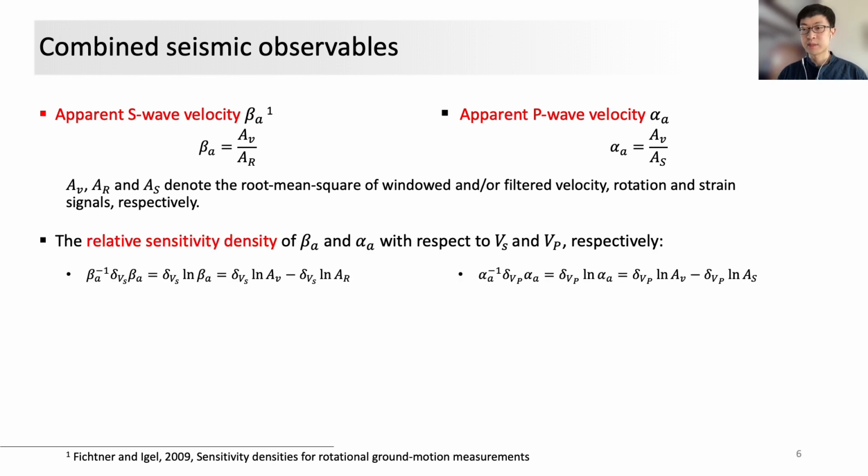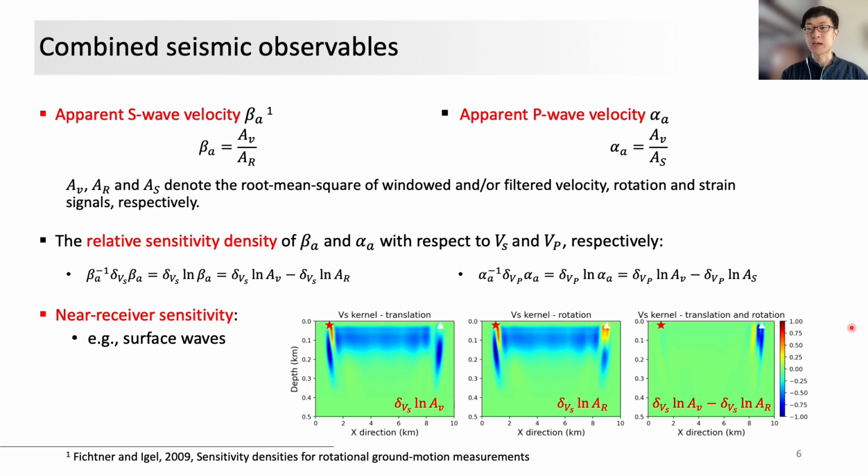The relative sensitivity density of both combined observables can be expressed as a differential sensitivity of the translational and gradient wavefields alone. Let's take the apparent S-wave velocity as an example. Assuming Rayleigh waves propagate between the source and the receivers, as shown in the figure, the difference of the sensitivity between the velocity and rotation is primarily concentrated beneath the receivers. Now it seems that we have found a suitable observable that may satisfy the localized inversion scheme.